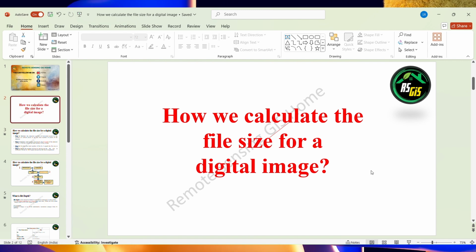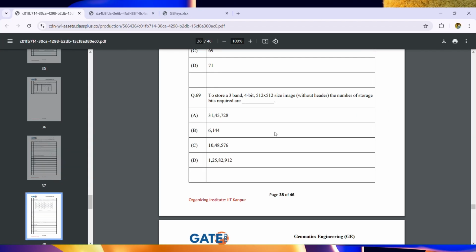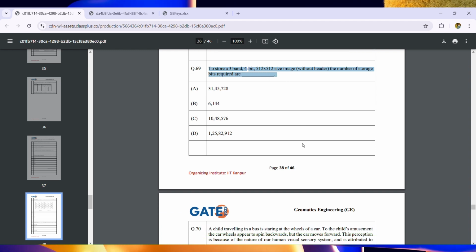Almost every year a question on this has been coming, and these are the questions. This is the question from the year 2023. It asks: to store a 3-band, 4-bit image of size 512 into 512, what is the number of storage bits required?